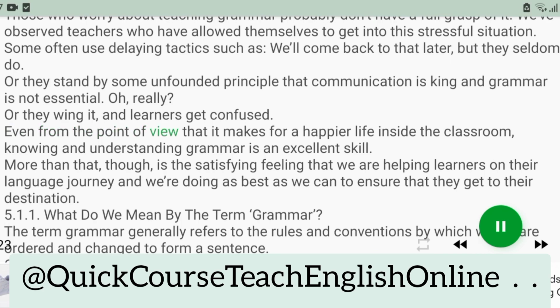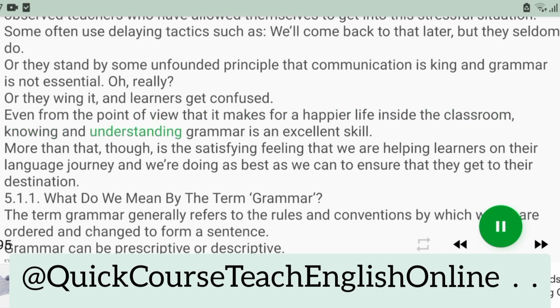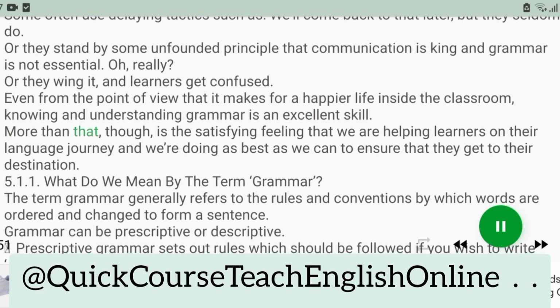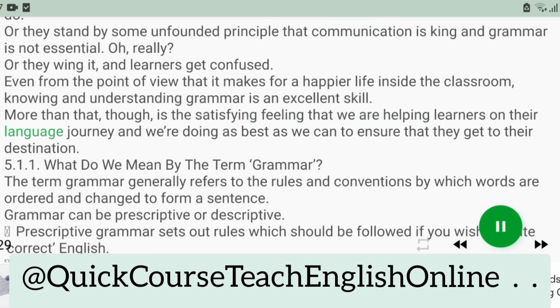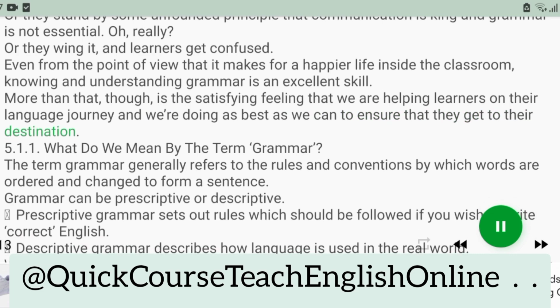Even from the point of view that it makes for a happier life inside the classroom, knowing and understanding grammar is an excellent skill. More than that, though, is the satisfying feeling that we are helping learners on their language journey and we're doing as best as we can to ensure that they get to their destination.